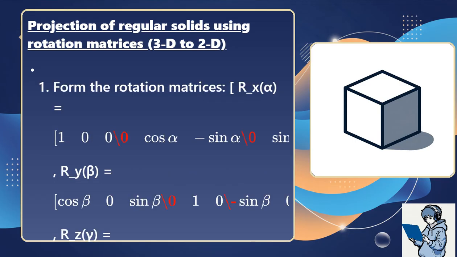Form the rotation matrices. R sub x of alpha equals a 3x3 matrix with first row 1, 0, 0, second row 0, cosine alpha, negative sine alpha, third row 0, sine alpha, cosine alpha. R sub y of beta equals a 3x3 matrix with first row cosine beta, 0, sine beta, second row 0, 1, 0, third row negative sine beta, 0, cosine beta. R sub z of gamma equals a 3x3 matrix with first row cosine gamma, negative sine gamma, 0, second row sine gamma, cosine gamma, 0, third row 0, 0, 1.